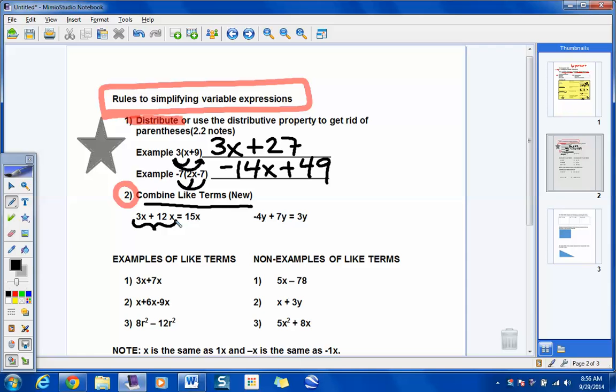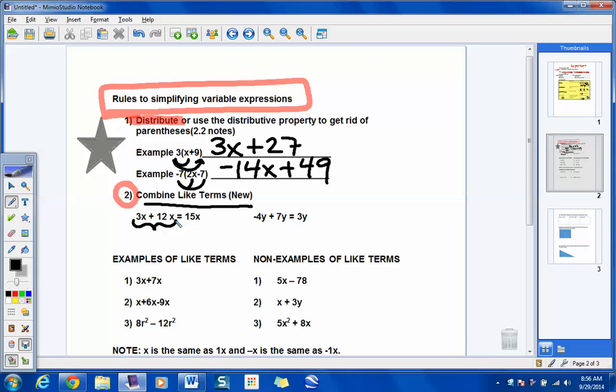Yeah. Well, if you add them together, how much would you have totally? 15. This is saying the same thing. You got 3 x's and to it you're adding 12 x's. How many x's total when you add them up? 15x. Do you understand why what's on the left combines to what's on the right here then?